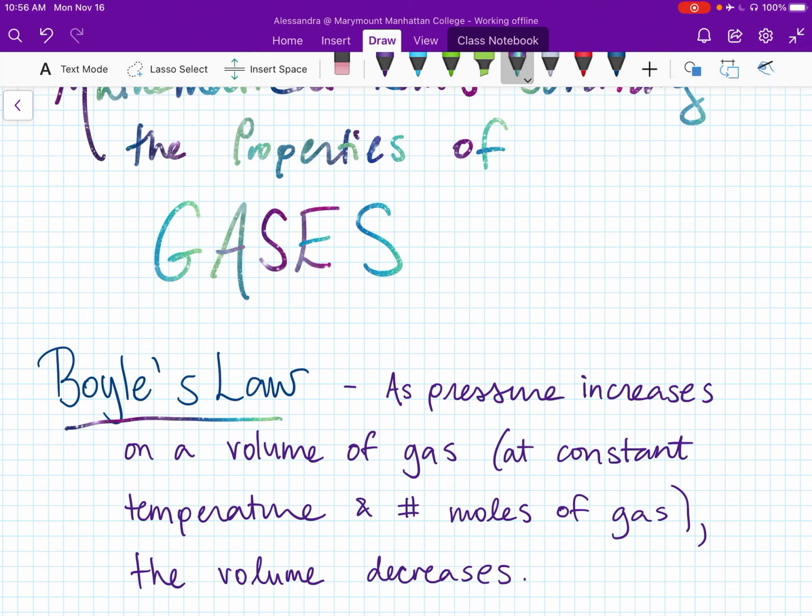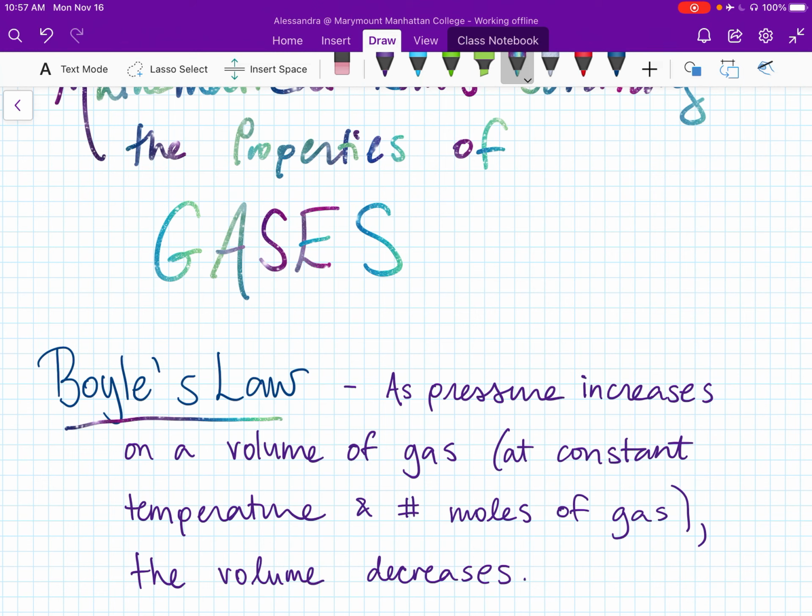So you can imagine that if you have a gas at a certain volume and the pressure increases on that gas, the gas gets squeezed so it occupies a smaller volume. The converse is also true. As the pressure is released, as the pressure decreases on that volume of gas, it will expand.